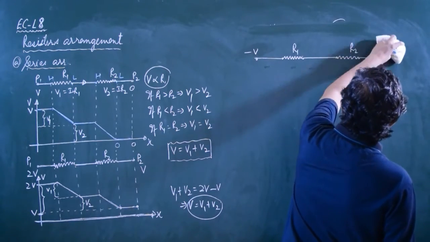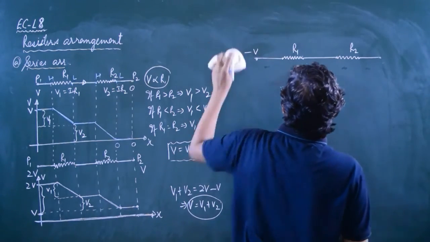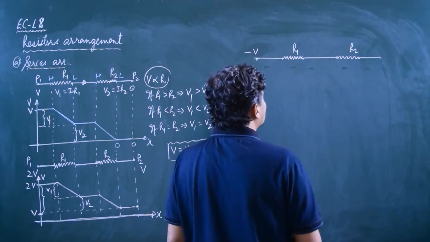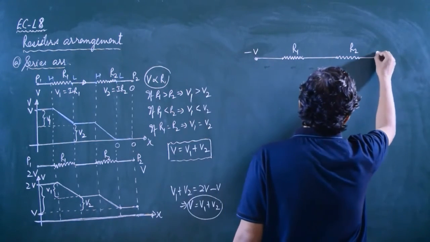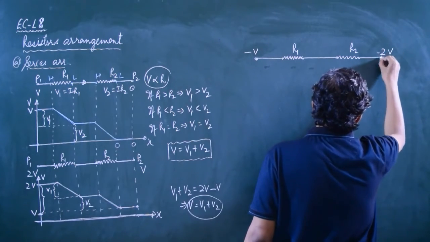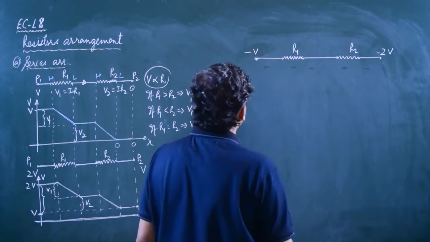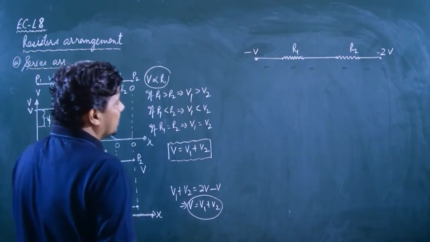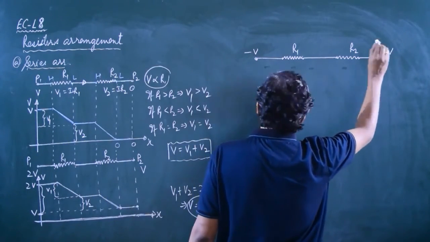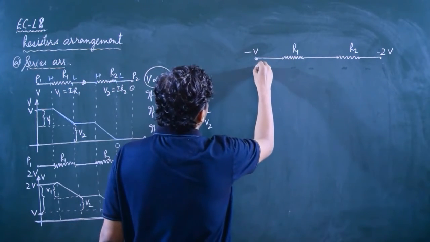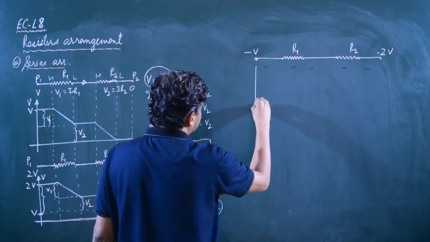Now we have to produce a potential difference V here. So if the result is minus V here, then here the result will be minus 2V. The supplied potential we have to take as minus V only. So the potential difference between them, minus V minus of minus 2V, we get V.